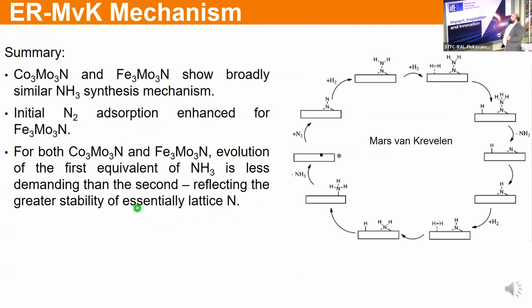One key difference is the initial nitrogen adsorption and activation appears to be enhanced by the iron molybdenum nitride. Again, that correlates with the greater resistance to nitrogen vacancy formation of the iron molybdenum nitride surface. And again, the evolution of the second equivalent of ammonia is more energy demanding than the first equivalent, and that again reflects the relative stability of this lattice type nitrogen.